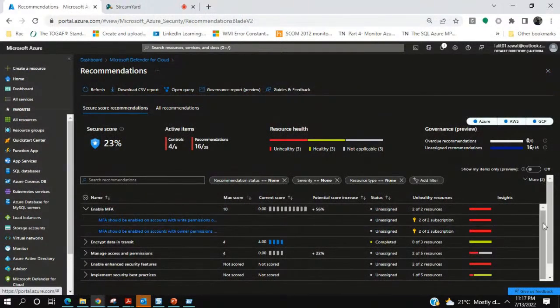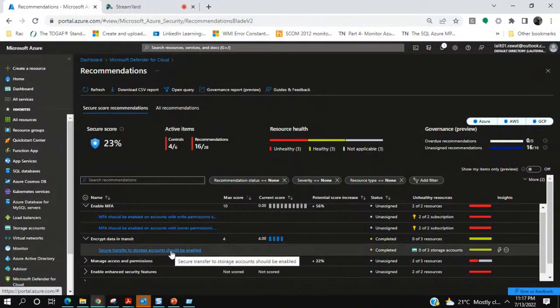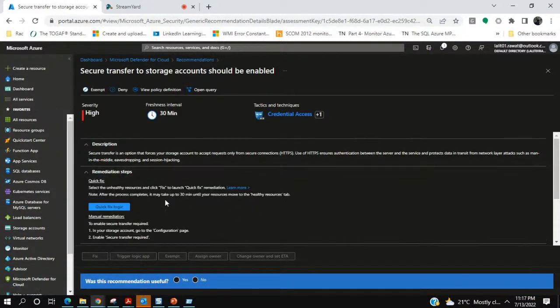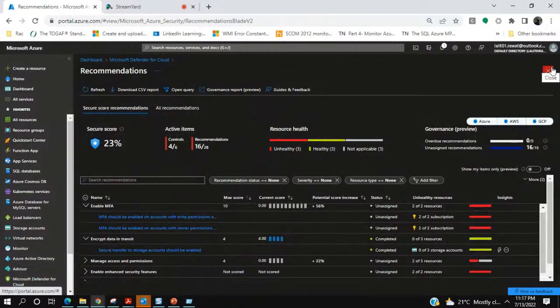Then there is one more, data in transit. I have a storage account, but the compliance is healthy, or you can say medium. If I go here, it also gives me the solutions and recommendations on how I can fix this particular issue. So Microsoft Defender does not only provide you the alerts or recommendations, it also provides you the solutions.